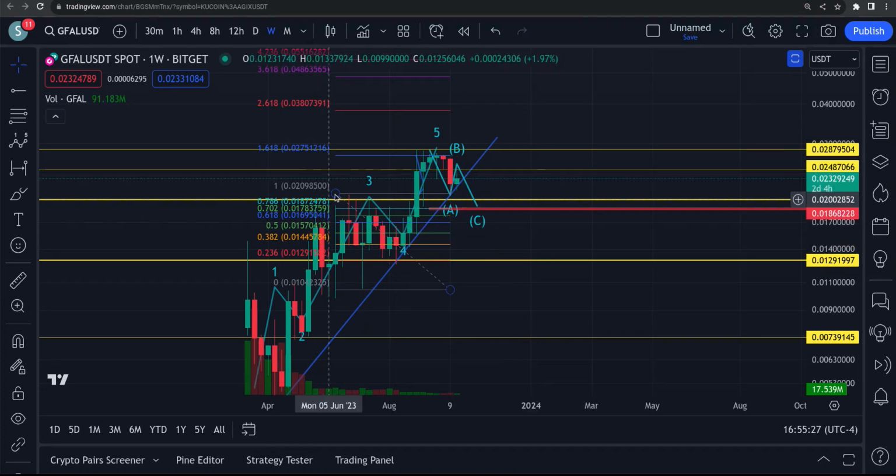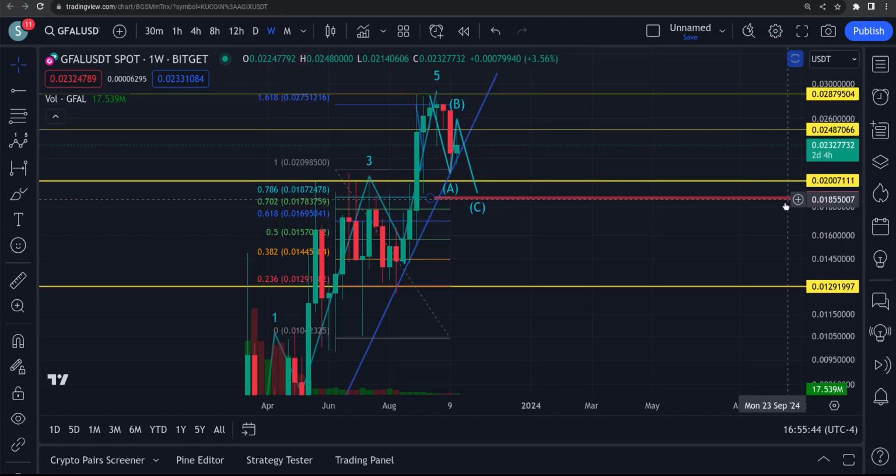But this is the target it gave, up to 0.027. This thing went up to 0.028, so that was the target right there for the 5th wave extension. If you would have been targeting that, got out up there, bought back in after the correction. But I'd be looking for a correction down to this 0.0186 area right now for an ABC to finish it out.